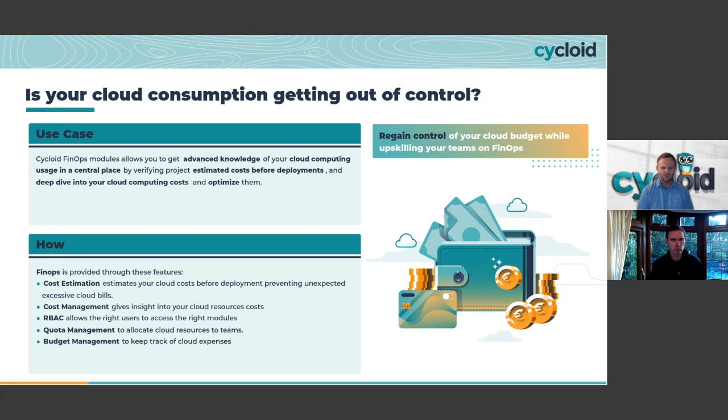So the first thing that you should be able to provide is a cost estimation. When someone like an end user deploys an infrastructure, they must be able to understand how much this deployment will cost for their company, right? And this is what we call cost estimation. Basically, before deployment, it will estimate the cost of the application or the infrastructure you are about to deploy. It can avoid unexpected excessive cloud bills that you didn't see beforehand.